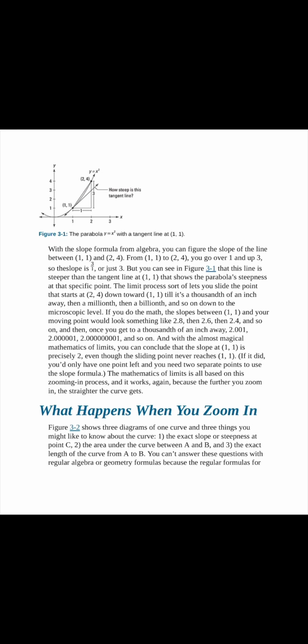The mathematics of limits is all based on this zooming in process, and it works, again, because the further you zoom in, the straighter the curve gets. What happens when you zoom in? Figure 3-2 shows 3 diagrams of one curve and 3 things you might like to know about the curve. 1, the exact slope or steepness at point C. 2, the area under the curve between A and B. 3, the exact length of the curve from A to B.